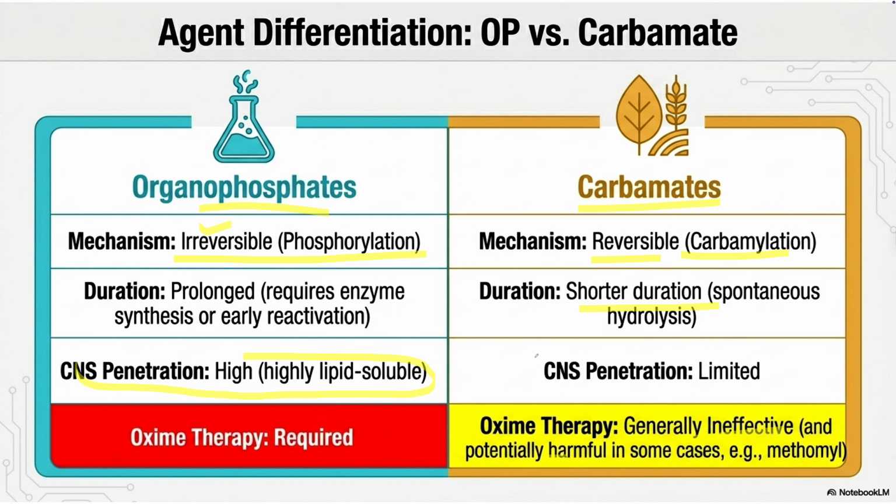As you study toxicology, try not to memorize isolated facts. Instead, connect the mechanism to clinical behavior. Stable, irreversible inhibition leads to prolonged toxicity. Reversible inhibition leads to a shorter disease duration. That framework makes everything easier to remember.